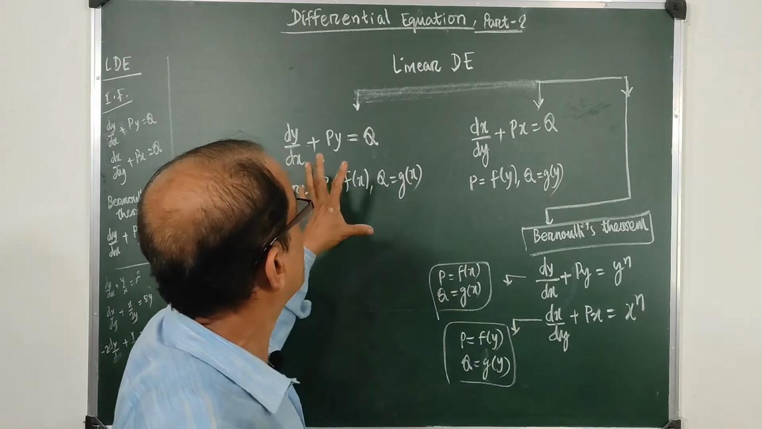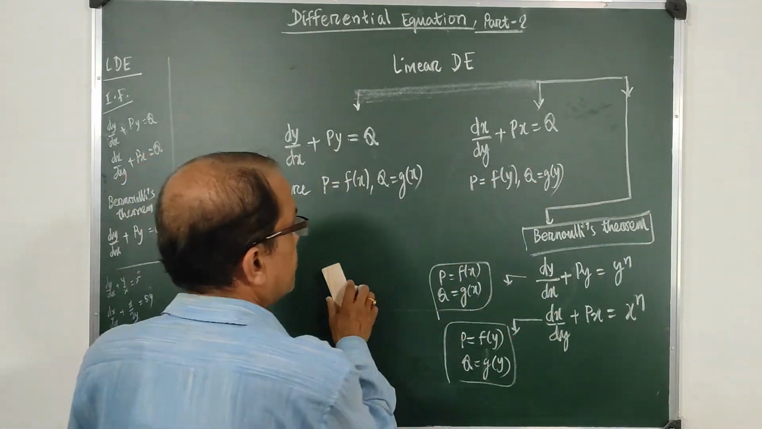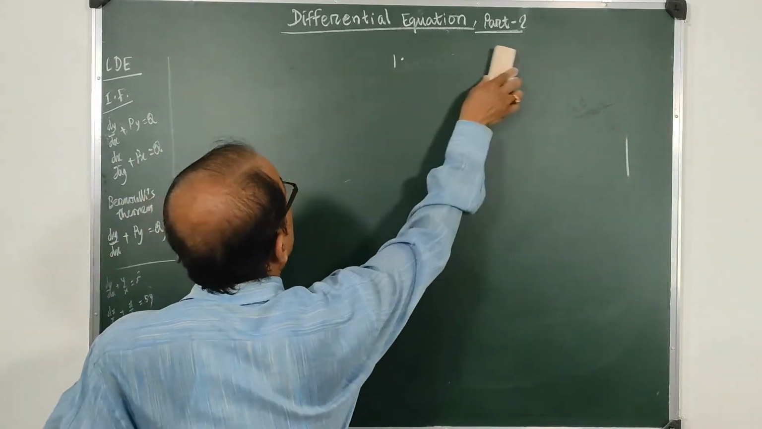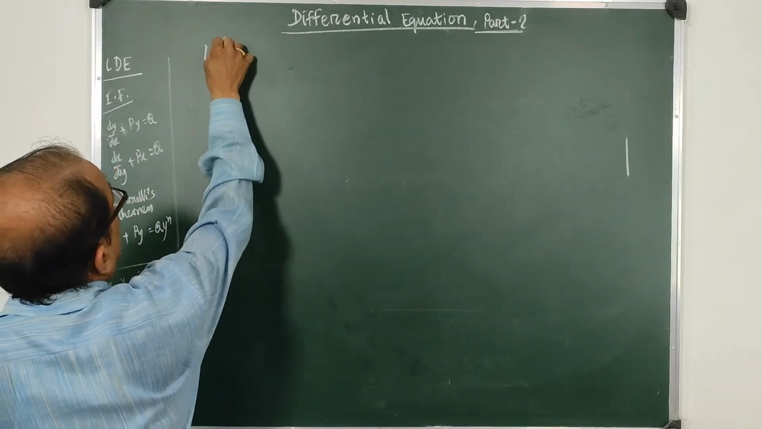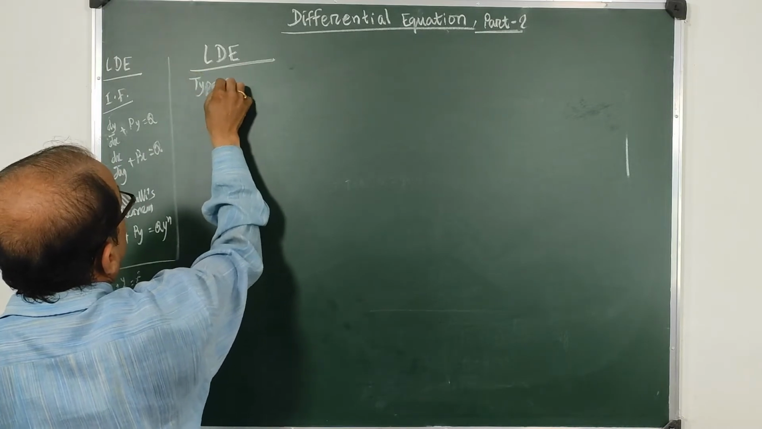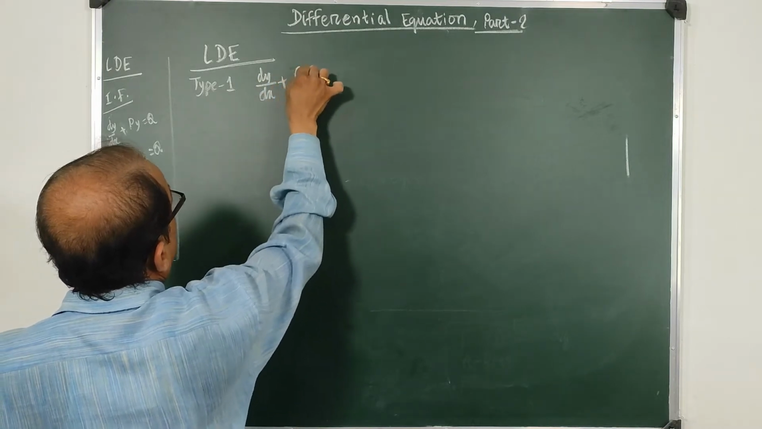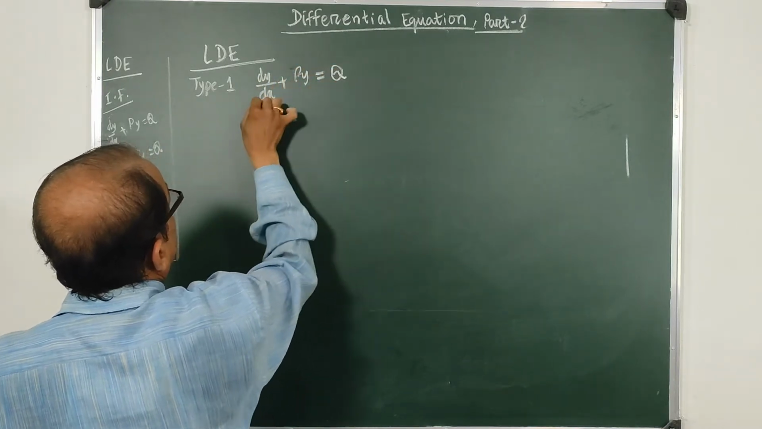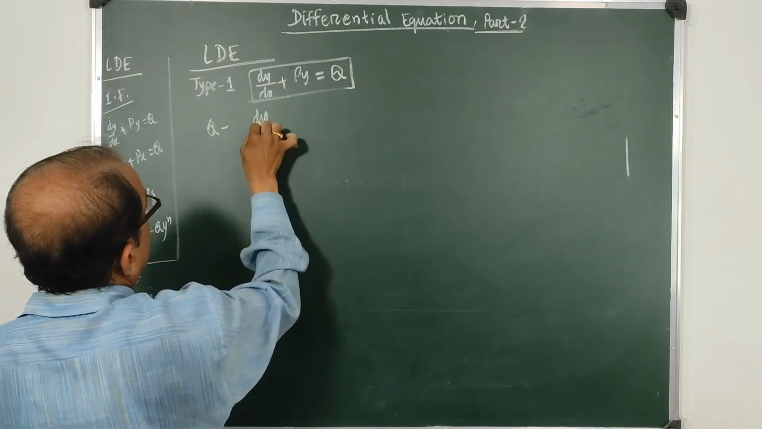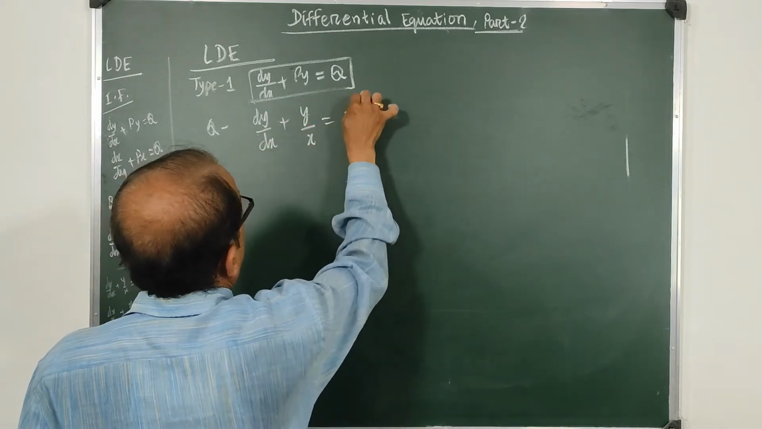So now we shall solve each one after another. First let us go for the first type. Linear differential equation type 1, dy by dx plus py is equal to q type. Let the question be dy by dx plus y by x is equal to x square.